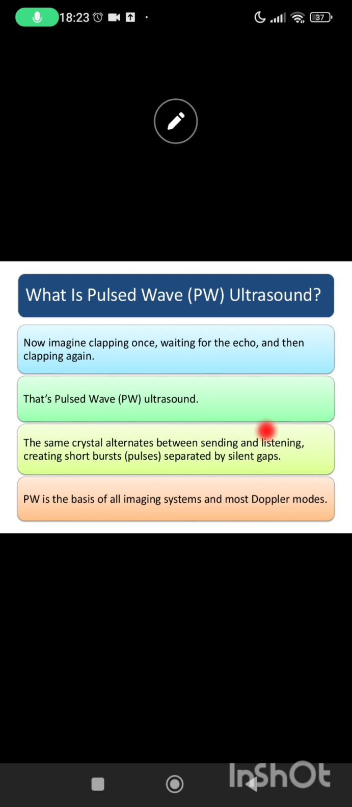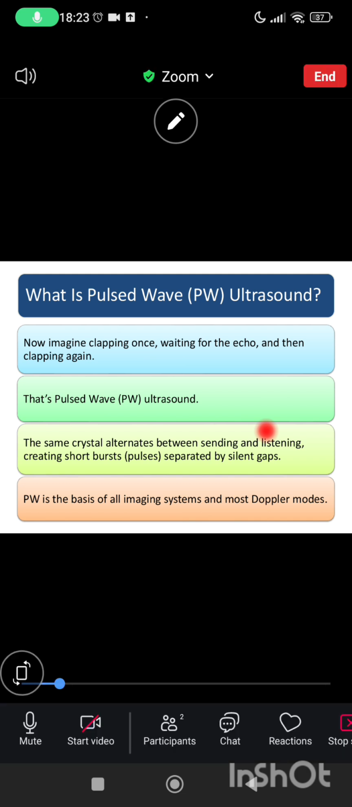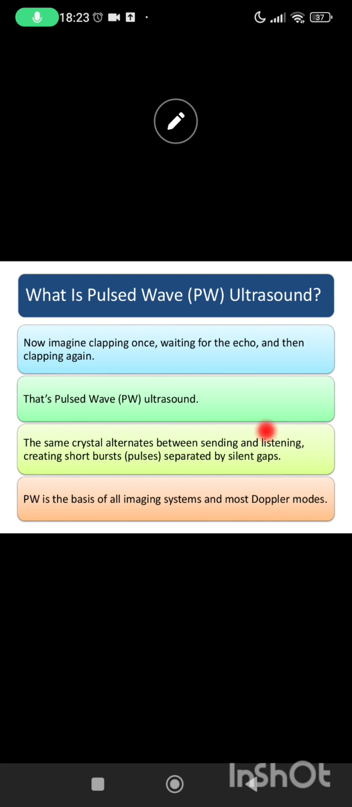Now about pulse wave Doppler. How many crystals does it have, Tesween? There is only one crystal. It transmits, it waits, and then it receives back the echo. It first transmits and then it only receives. It only does one task at one time.